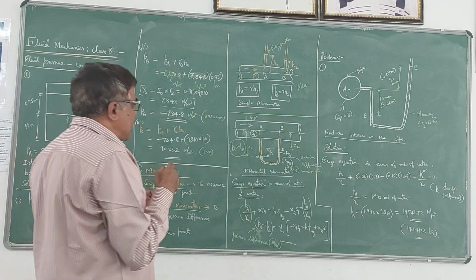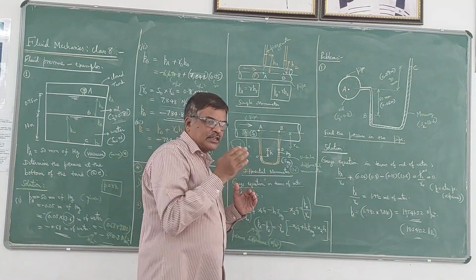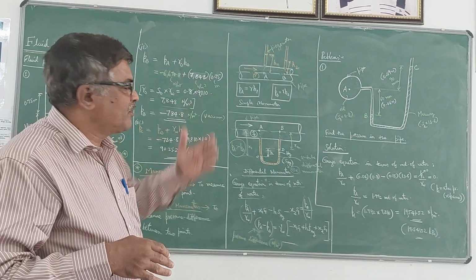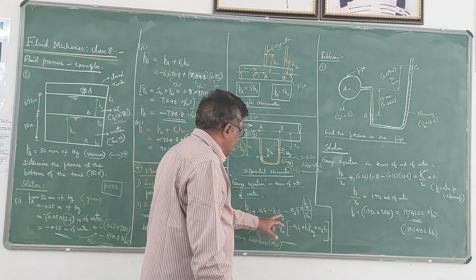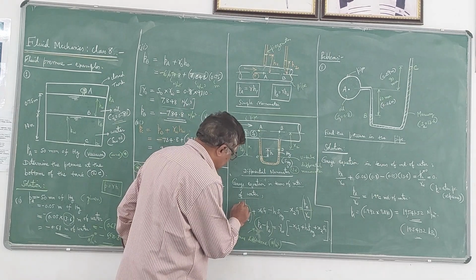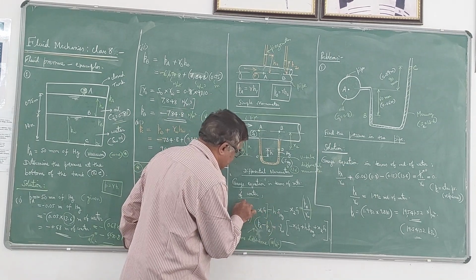If any point lies below the previous point, its pressure, we have to take plus sign. If the point lies above the previous point, we have to write minus. So that is very important. This is the pressure at A. Pressure at B will be this plus this. This is pressure at B.